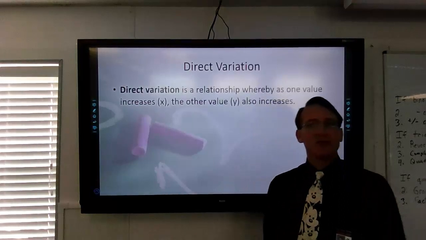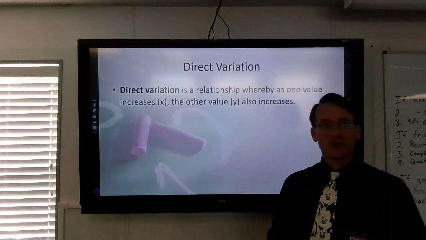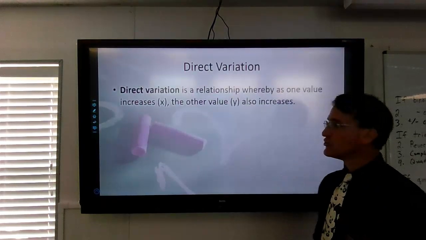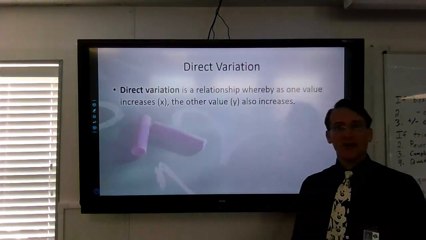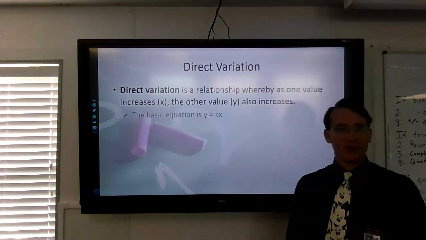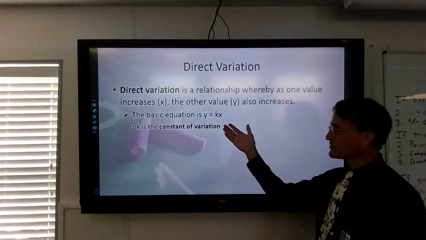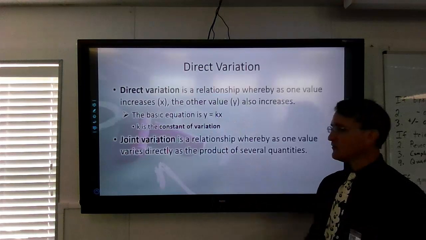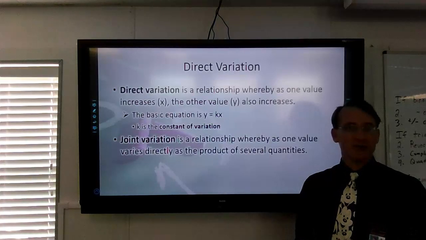So today we're going to be looking at direct variation and inverse variation just as a review. This is what we covered over the course of the last 2 days. Direct variation is a relationship whereby one variable increases as the other variable also increases. And I gave the example of y is equal to kx. K is called the constant of variation. We also discussed joint variation, where you have multiple entities that are causing the change in one of our variables.